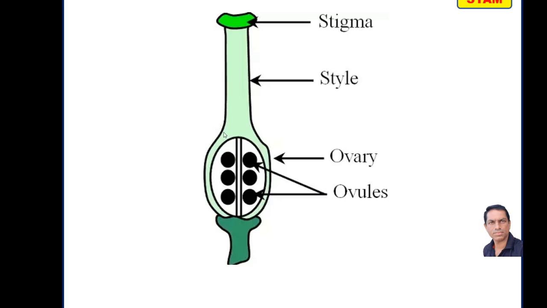On the thalamus, the basal swollen part is called the ovary. Above the ovary, a long canal-like structure is present, which is called the style. The terminal part of the style is called the stigma. Inside the ovary, a number of ovules are arranged in a special manner. These ovules are attached to a special structure called the placenta.